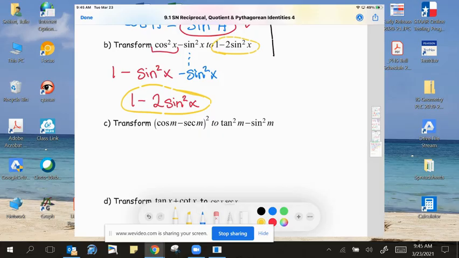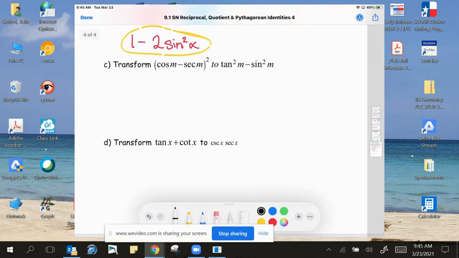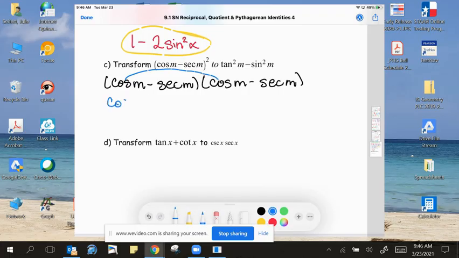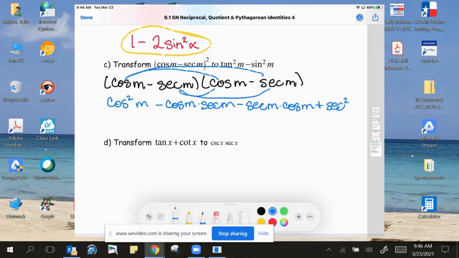Now, looking at part C, we are multiplying this out. Remember, to square something, you are multiplying it by itself. So this is cosine m minus secant m times cosine m minus secant m. And again, we'll double distribute to multiply all that out. Cosine times cosine, cosine squared m. Cosine times minus secant, minus cosine m times secant m. Then minus secant m times cosine m. And then plus secant squared m.